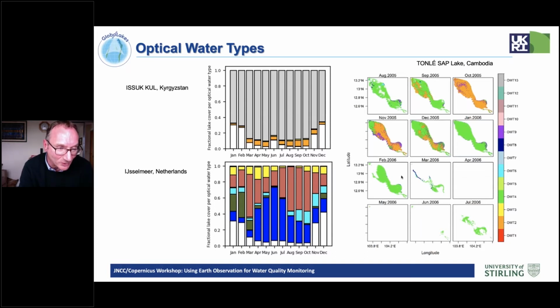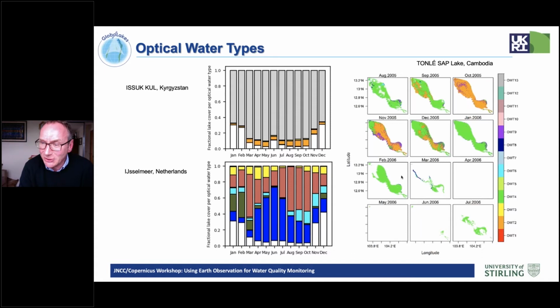But if you go to another one, such as the one below at Asselmeer in the Netherlands, you can see the optical water types vary dramatically throughout the year. So no one single algorithm would potentially perform well in this particular system. So that really emphasizes the need to actually take an optical water type approach to algorithm application rather than the whole lake system approach.